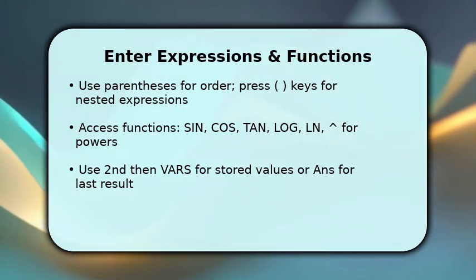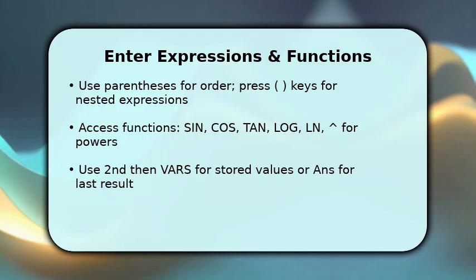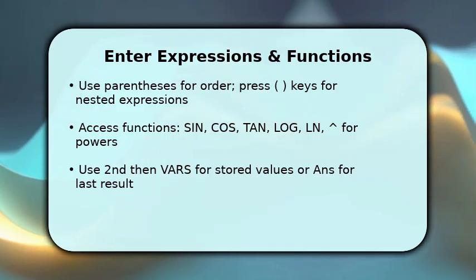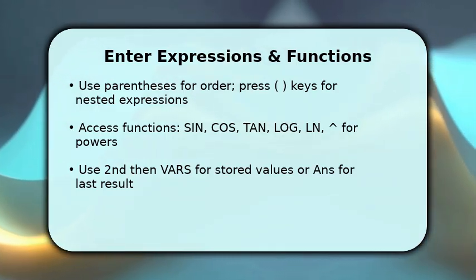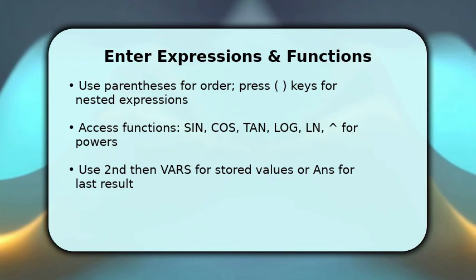If you need a previous result, use ANS. For repeated tasks, store values with STO right arrow and access via second vars. This makes complex chains simpler. Make sure to confirm mode, degree versus radian, to avoid wrong trig outputs.